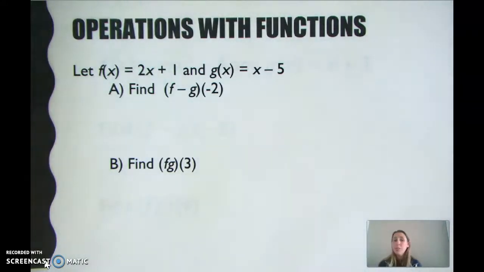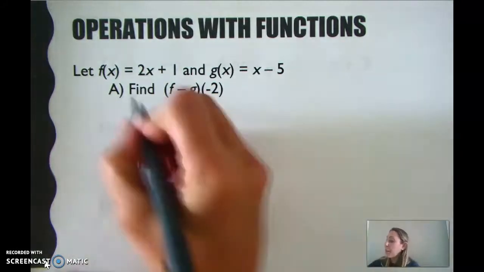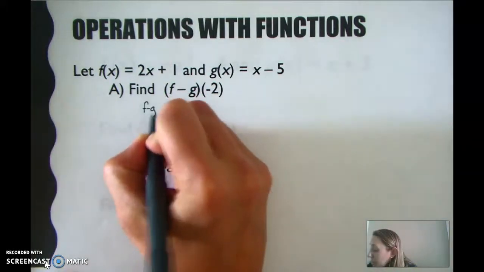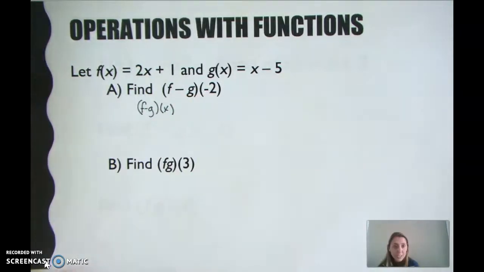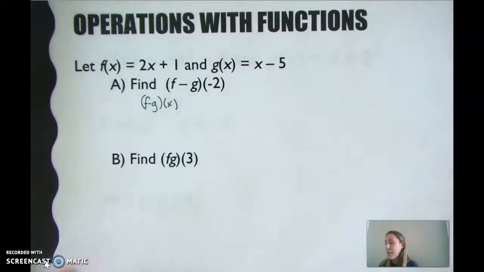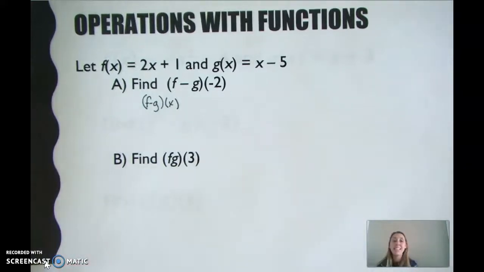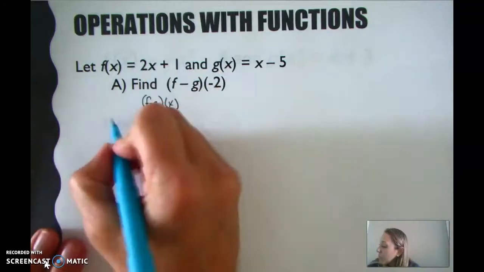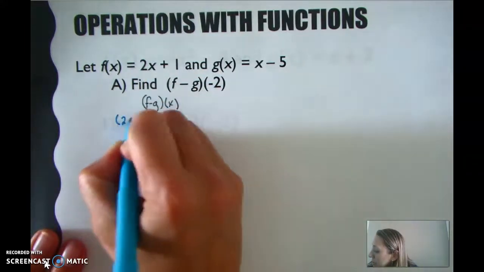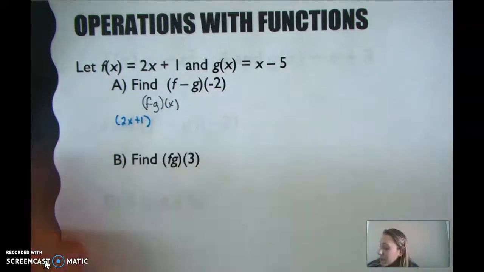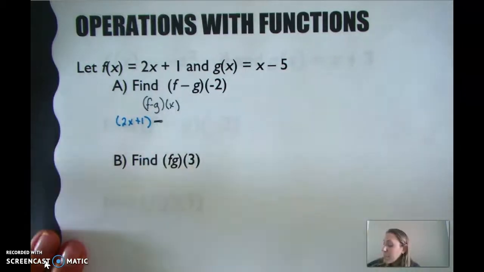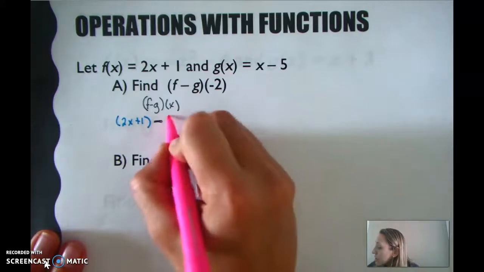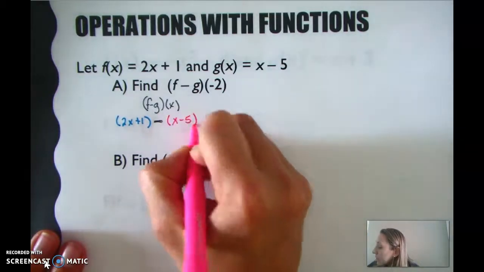So what we're going to do is find f minus g of x first. The first thing we're going to do is exactly what we were doing before. So I'm going to get my blue. I'm going to write my f function, which is 2x plus 1. And then we have that minus sign in between, so minus. And then we're going to do our g, which is x minus 5.